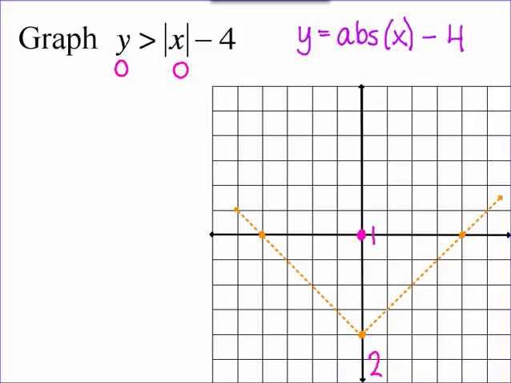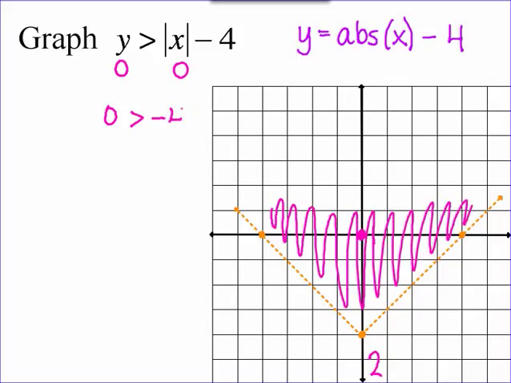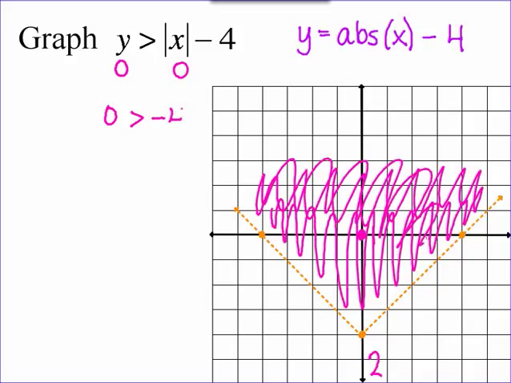I end up getting 0 is greater than, what do you get from the right side? -4. Is that true? Is 0 bigger than -4? Yeah, so I want to shade the side with the 0, 0. So I'm going to go ahead and shade inside the V. So let's revisit again what that means. Anything shaded here in pink makes that inequality true. So that inequality has a ton of solutions.